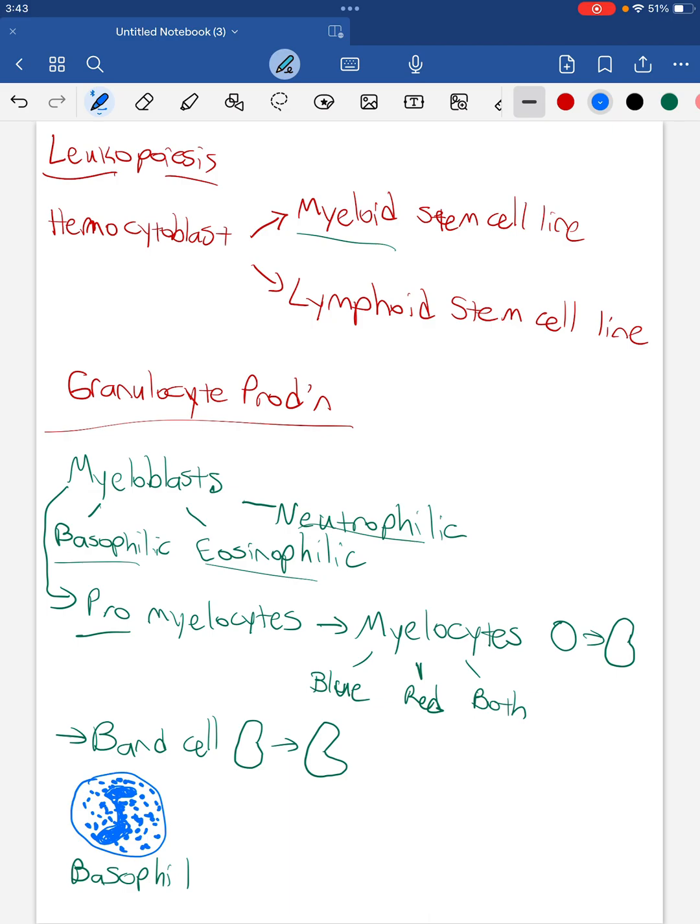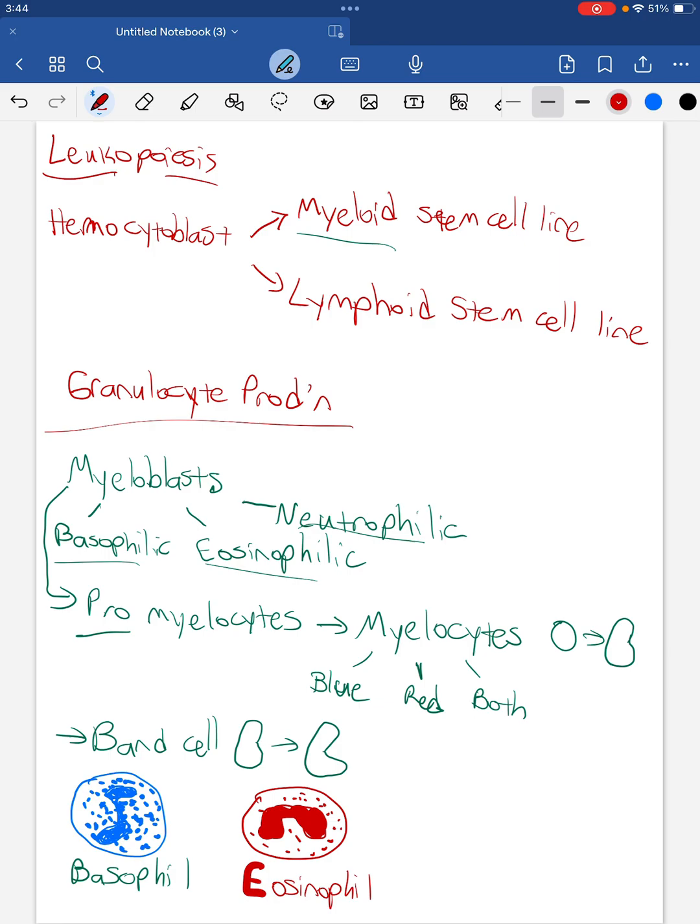Next, we have our eosinophils. These ones show up red, so I'm just going to draw the whole thing in red. Eosinophil. It has a bilobed nucleus, so it kind of looks like aviator glasses. So that's what the nucleus is going to look like there. And there will be granules throughout here as well, because it's a granulocyte.